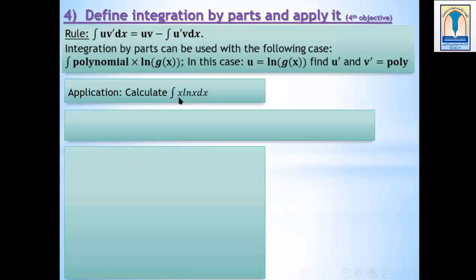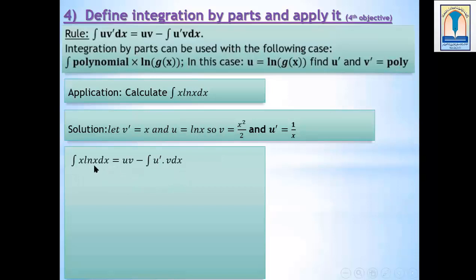Application: calculate the integral of x ln x dx. Here we have the integral of a polynomial times ln, so we must apply integration by parts. Solution: let v prime equal the polynomial, which is x, so v equals the integral of x, which is x squared over 2, and u equals ln x, so u prime equals 1 over x.